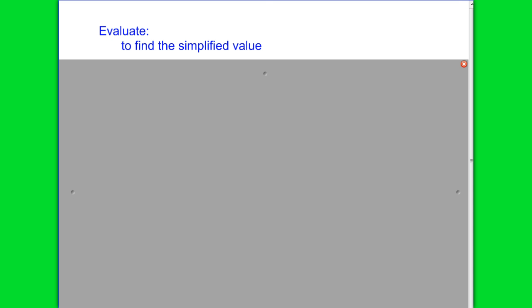So now we're going to evaluate. We just did that with the power of 10. Evaluate means to find the, well, find the answer. There could be a lot of questions asked. So find the, there's a little word in here. Find the value, right. Find the simplified value.